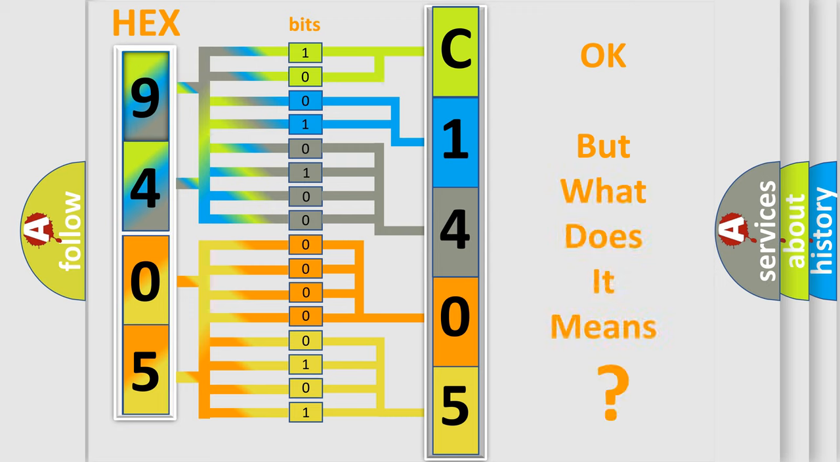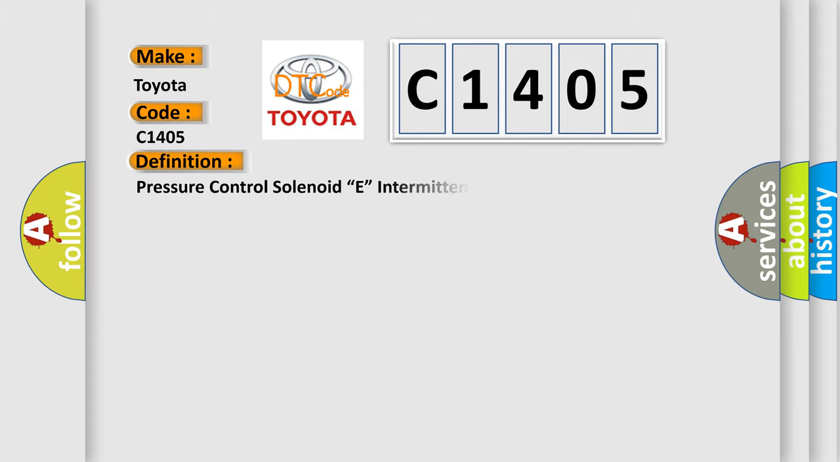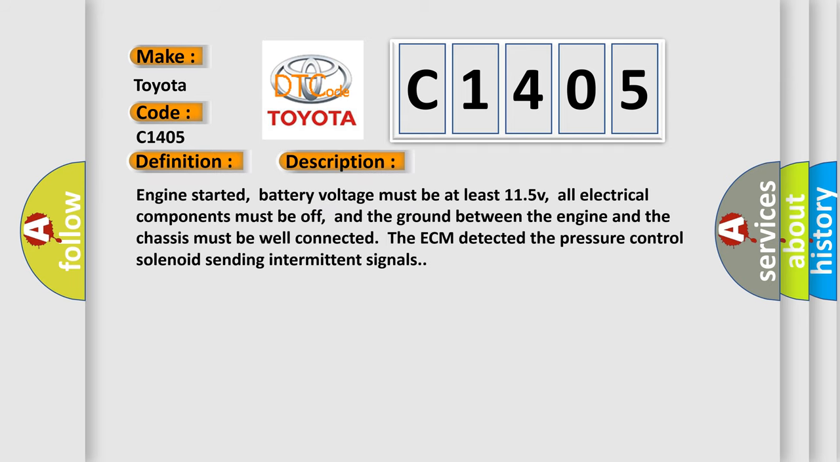The number itself does not make sense to us if we cannot assign information to what it actually expresses. So, what does the diagnostic trouble code C1405 specifically mean for Toyota? The basic definition is pressure control solenoid E intermittent. And now this is a short description of this DTC code.